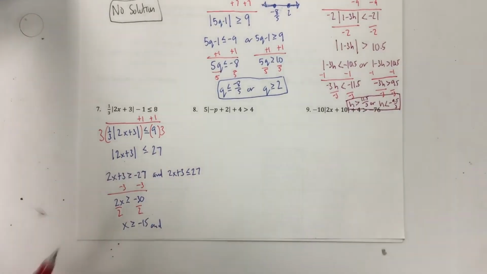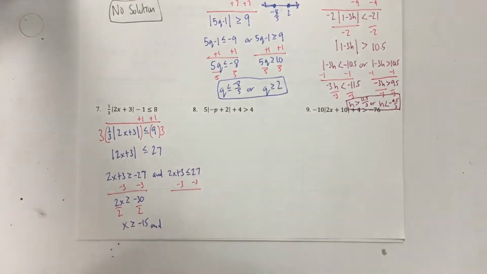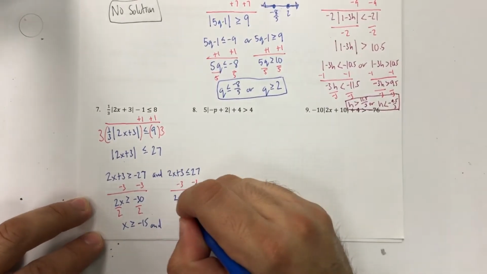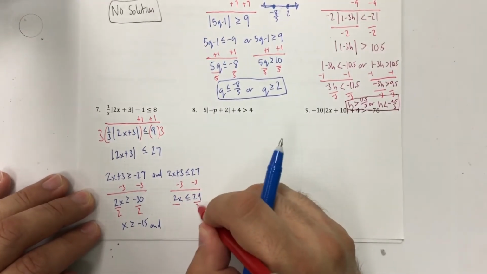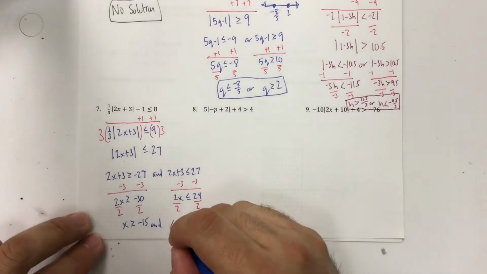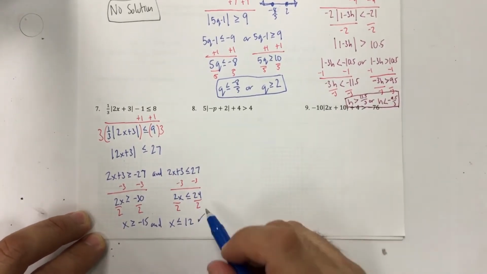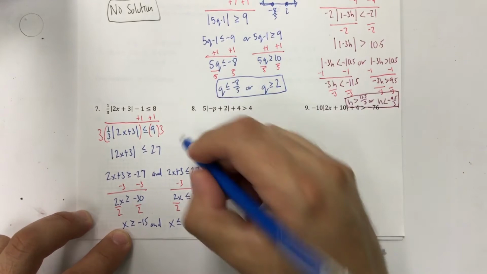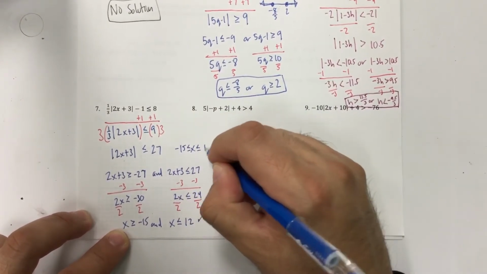And other side, we're going to work it out the same way. Subtract 3 from both sides. 2x is less than or equal to 24. Divide by 2. X is less than or equal to 12. So you can leave your answer like this, but I like to rewrite it correctly, or in another format, negative 15 is less than or equal to x, which is less than or equal to 12.